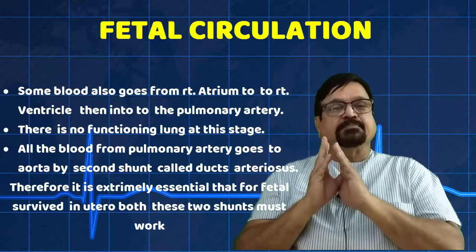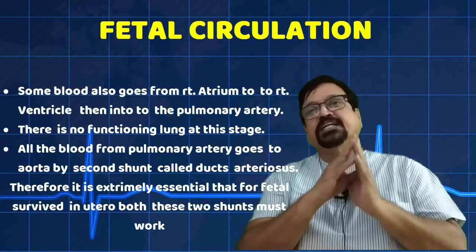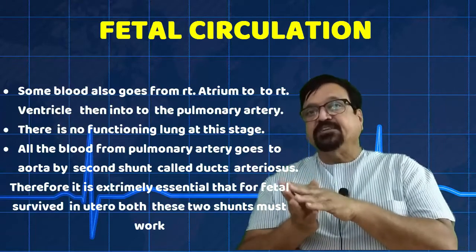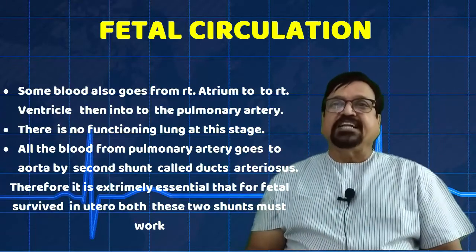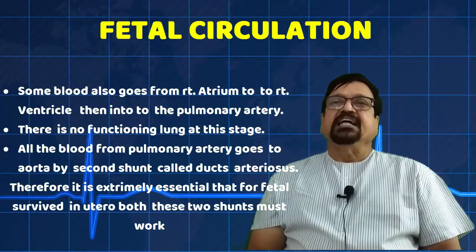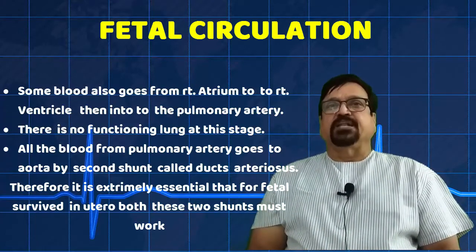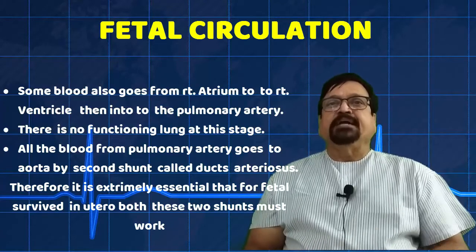Second, whatever blood is in the right atrium can go into the right ventricle and the left atrium, and from there into the left ventricle, and from the left ventricle it can go into the aorta and then into the fetal circulation. So here we have mentioned it.